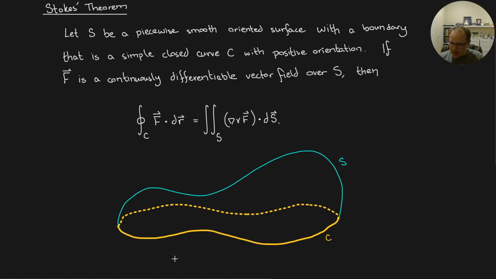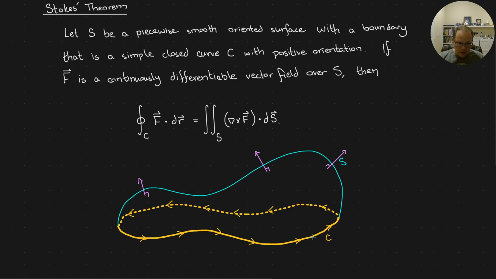The idea here is that if we're walking along the boundary curve C, with our head in the direction of the surface normals of the surface S, the surface normals are going to go upward in this case. So that's how surface S is oriented.